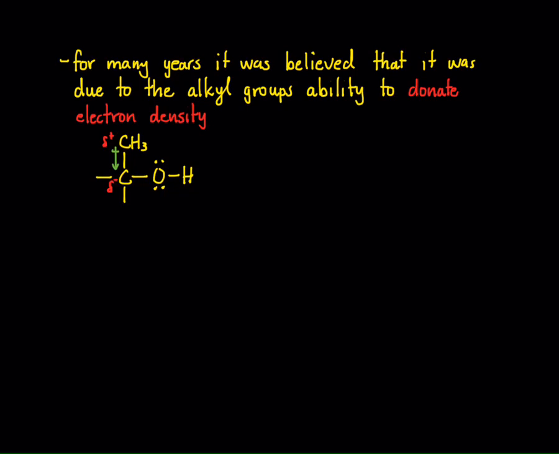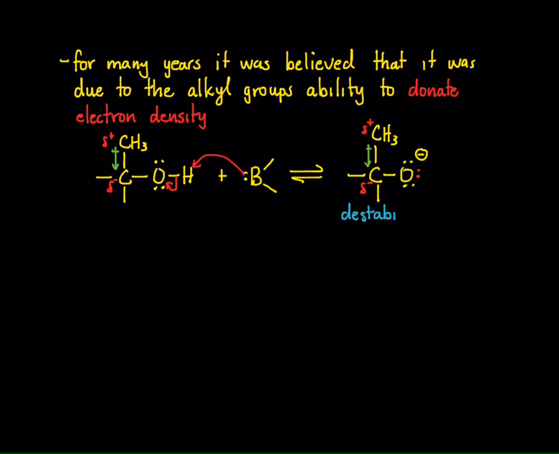And what happens when that alcohol behaves as an acid? Well, it reacts with a base, right? We remove that proton, and the electrons go to the oxygen. So the result is that I now have a negative charge on the oxygen. If the methyl group is donating electron density to the carbon attached to that oxygen, what do I have? Well, I have a partial negative charge on the carbon connected to an oxygen that has a formal negative charge. And that's certainly going to destabilize that whole setup, right? Because of the dipole of that carbon-carbon bond. And that's how it was explained for many years.